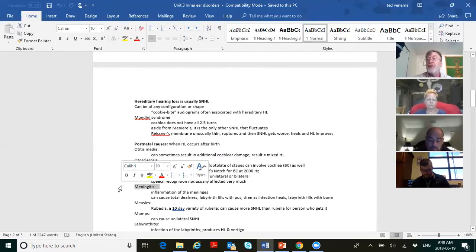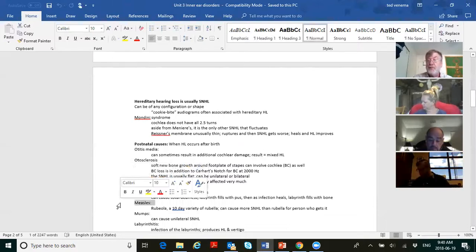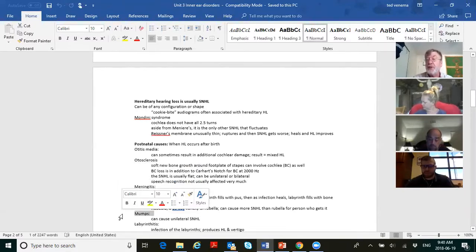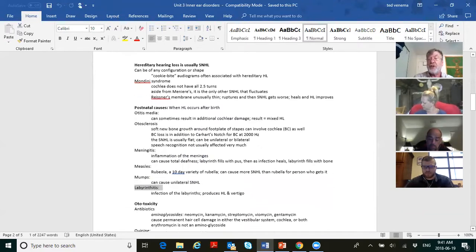Meningitis can cause deafness. Measles can cause hearing loss. Mumps can cause unilateral sensory neural loss. Interesting, unilateral, mumps. Labyrinthitis, that's an infection or inflammation of the cochlea.